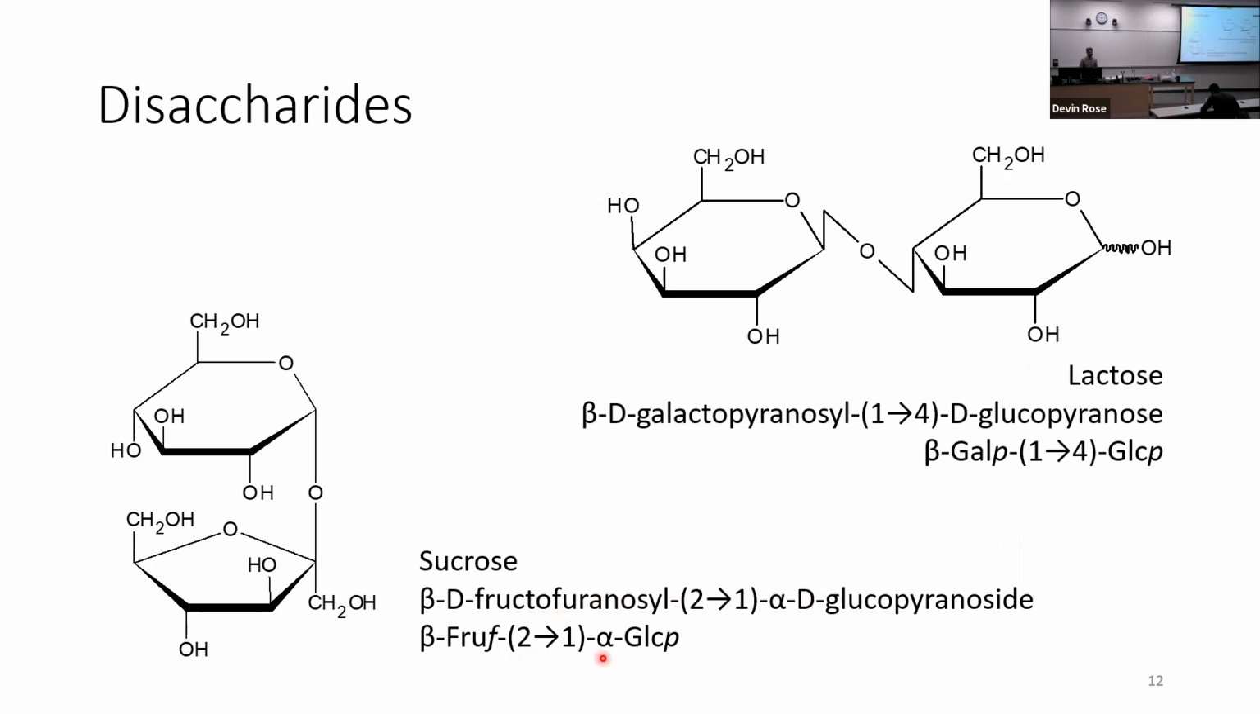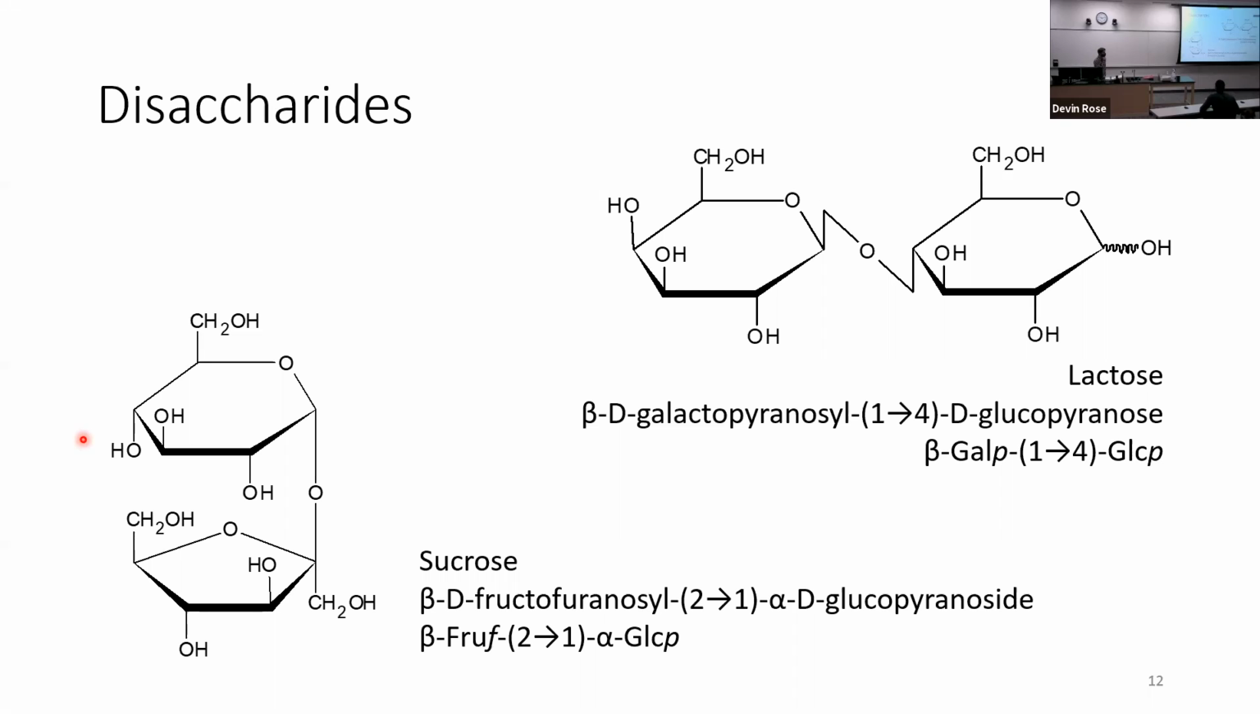And then here's how we would abbreviate it. Because both of these sugars are linked at their anomeric carbons, that's why sucrose is a non-reducing sugar. So it does not participate in non-enzymatic browning.